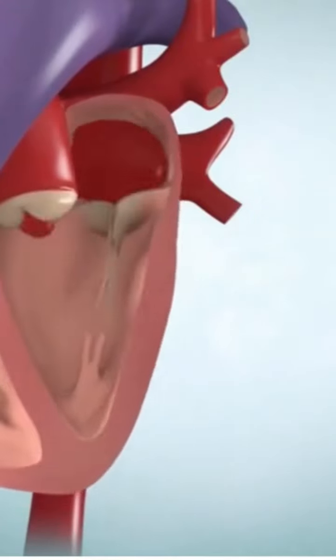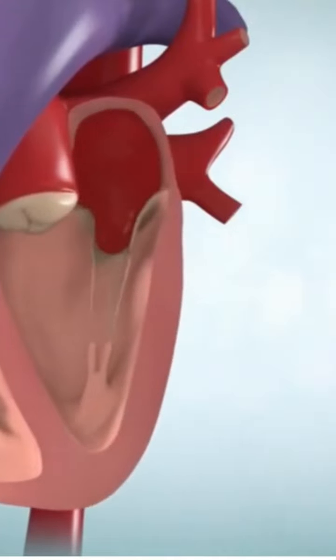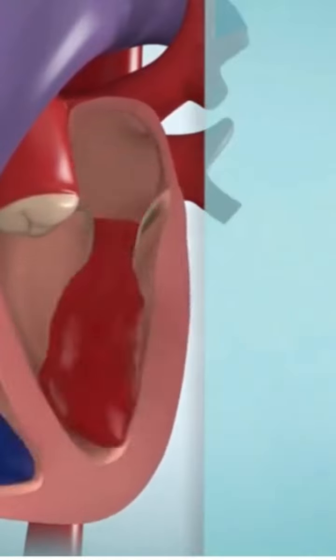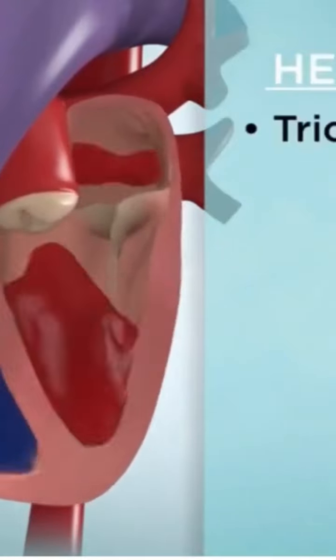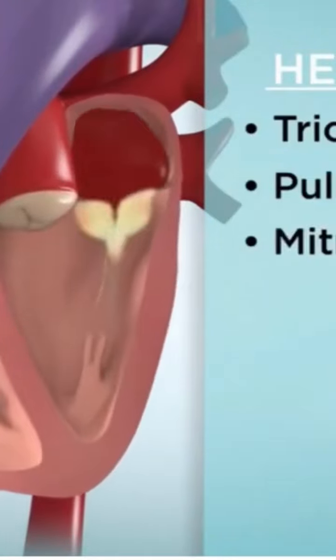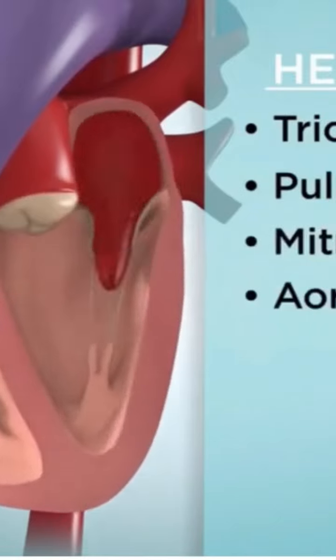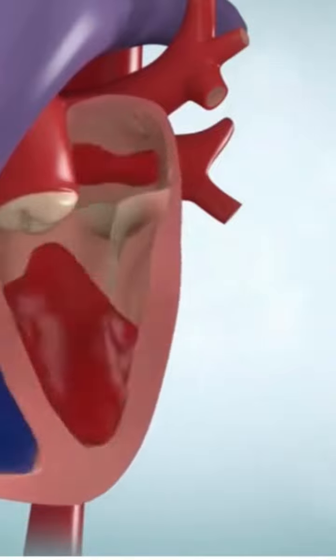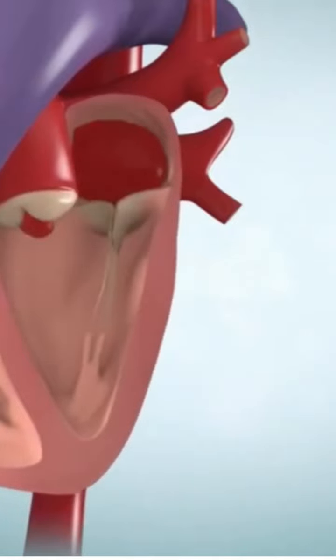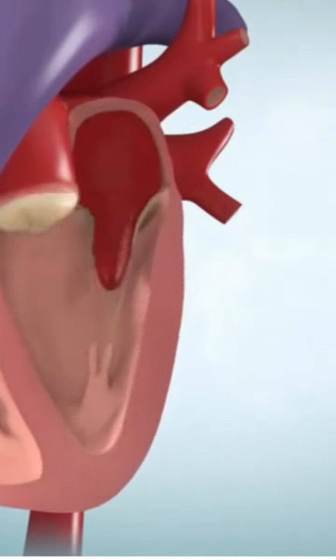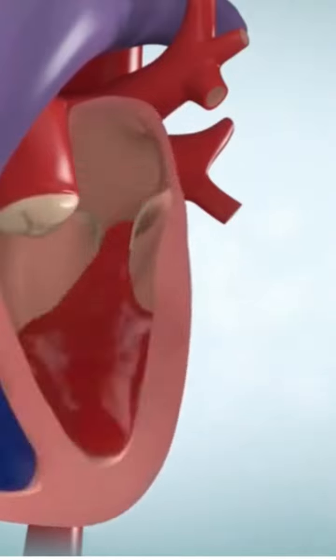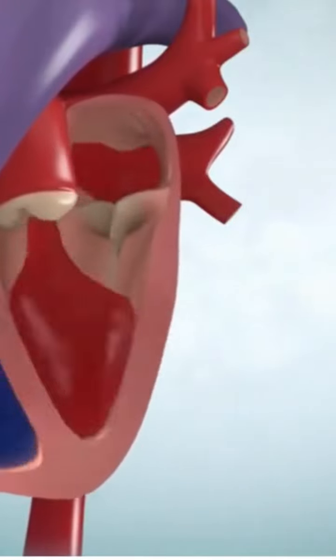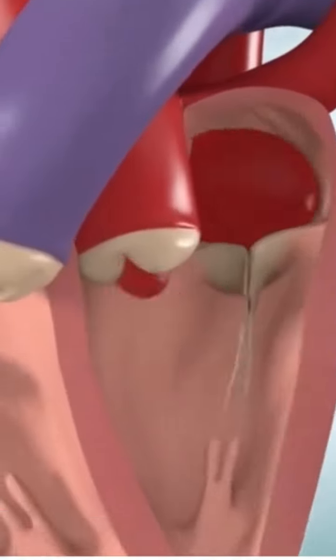The four valves act like one-way gates and keep blood flowing from one chamber of your heart to the other without moving backward. These are the tricuspid valve, the pulmonic valve, the mitral valve, and the aortic valve. The tricuspid valve and mitral valve are located between the atria and the ventricles. The pulmonic valve and aortic valve are located between the ventricles and the major blood vessels leaving your heart.